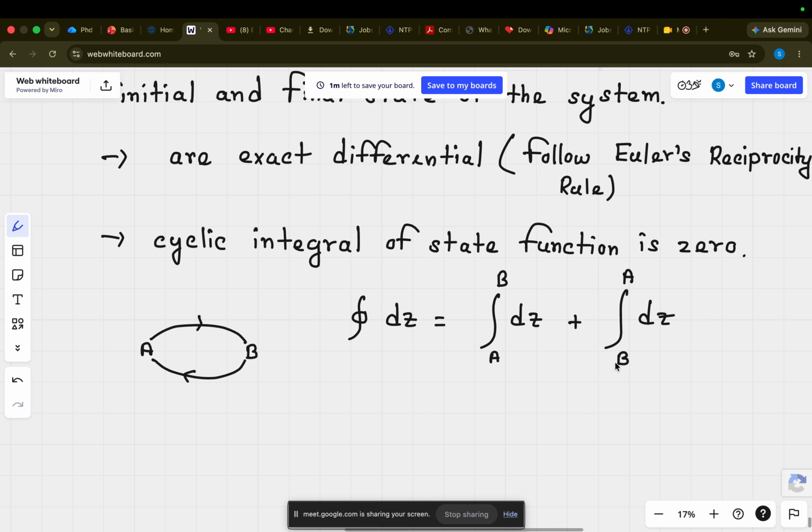Now if you change the limits, suppose I am reversing the limit, so at that time what will it be? Suppose integration of dz, here the limit is a to b. If I want to do it here a to b only, at that time the sign will also change, so it will be minus integration of a to b dz. So if you change the limits, the sign will also change, and if the sign is changing, this thing and this thing are cancelling out, and you are getting 0 only. That is the reason they say that the cyclic integral of a state function will always be 0.